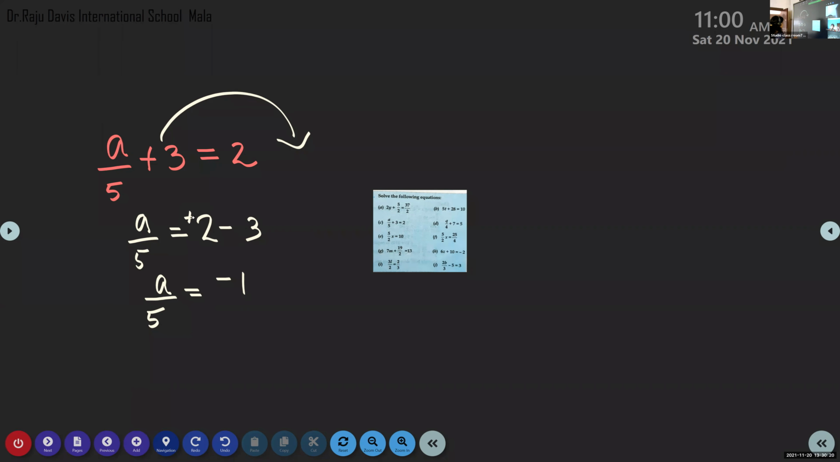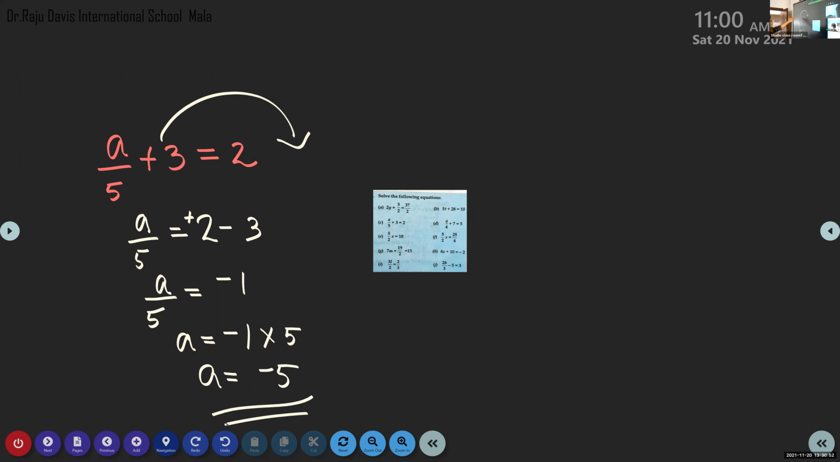Now a by 5. So next step, we need to multiply by 5. A is equal to minus 1 into 5. Because 5 is the denominator here, when it is transposed to the other side, it will become the numerator. So a is equal to how much? Negative 5.